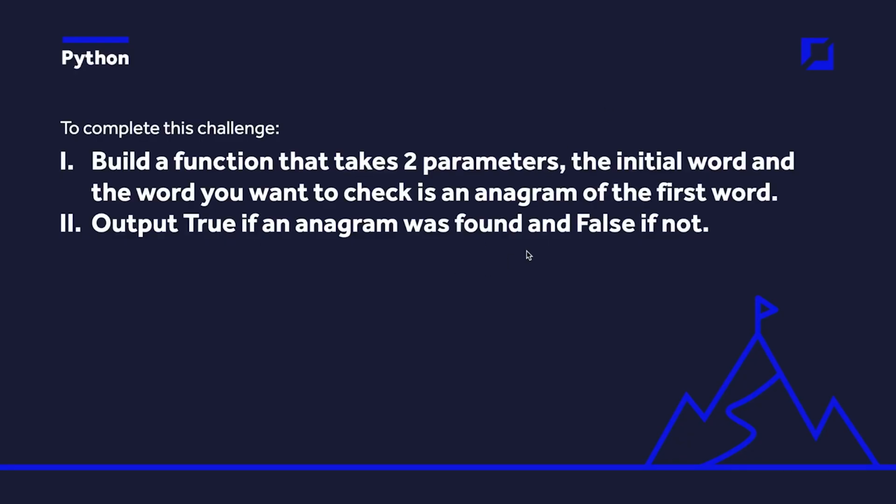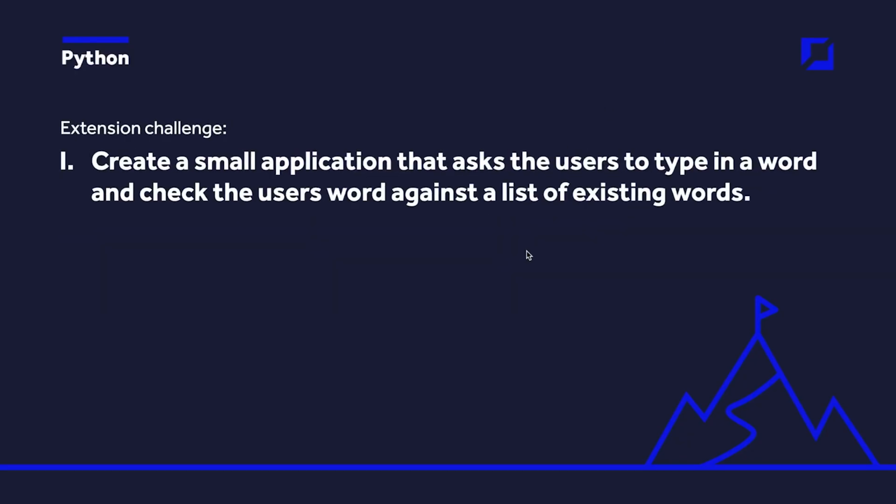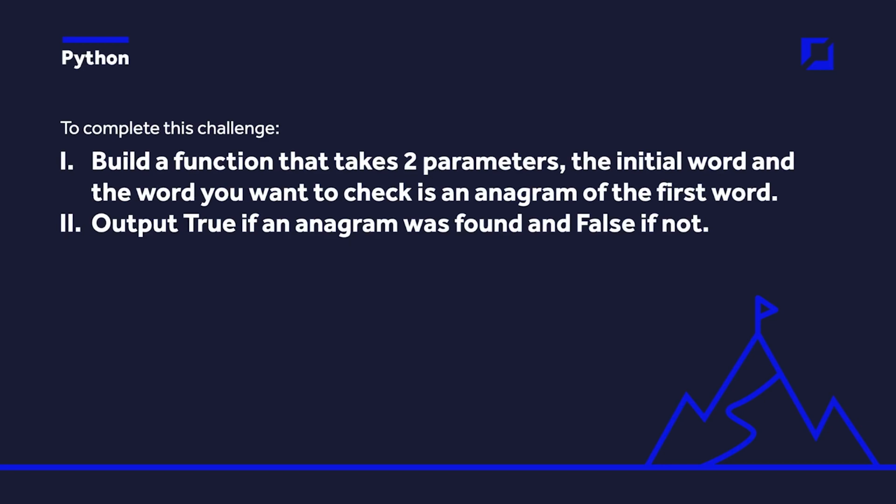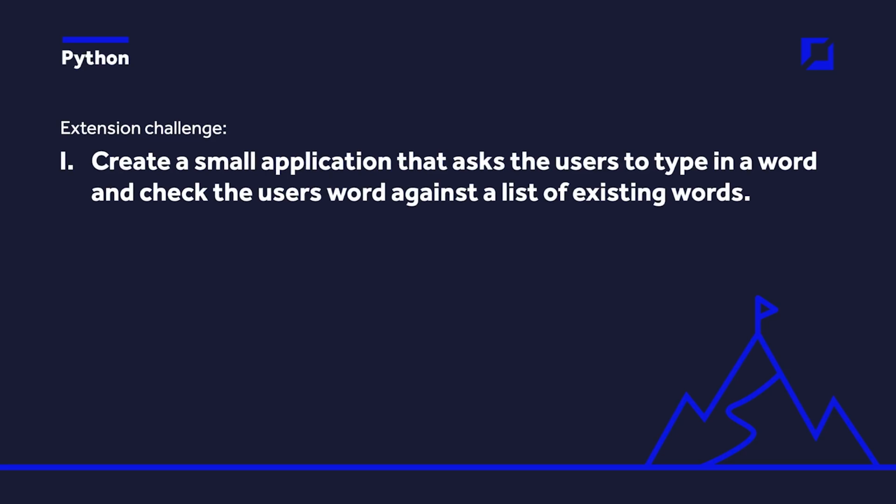In addition to the main challenge here, we also have a side challenge to create a small application that asks the user to type in a word and then checks it against a list of existing words. So essentially there's two challenges here. First of all, let's take two words to see if we can check whether one of them is an anagram of the other. And then let's create a list of words and ask the user to input a word, and check that word against the list of words to see if there are any anagram matches.